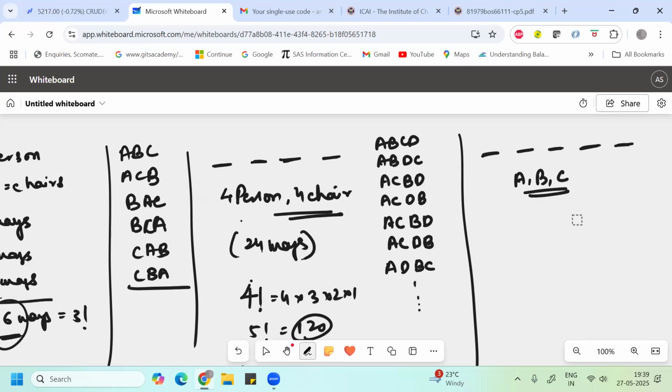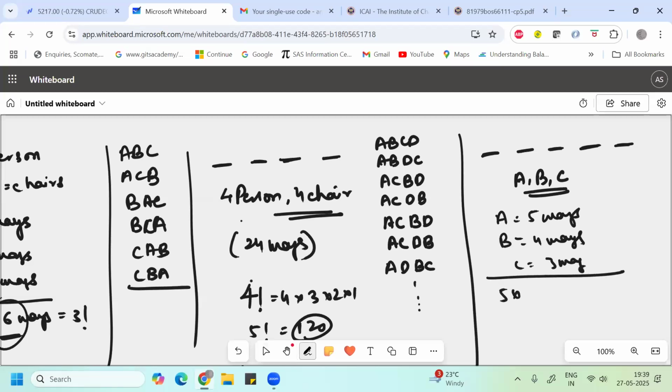So when you are trying to do it the manual way, A can sit in 5 ways. Okay, he can sit in any chair. B can sit in any of the 4 chairs, and then C can sit in any of the 3 chairs. So the number of ways they can sit would be 5 into 4 into 3. So this would be 60 ways. Okay. So the easier way of solving the problem when you are facing these kinds of issues is to use the concept of permutation and combination.